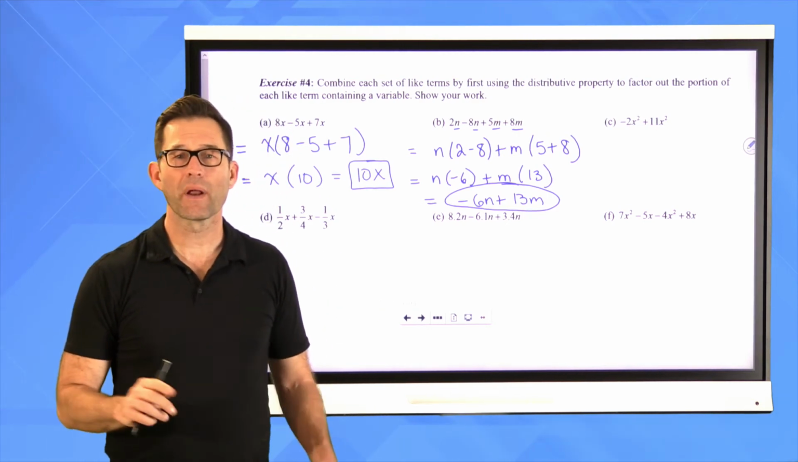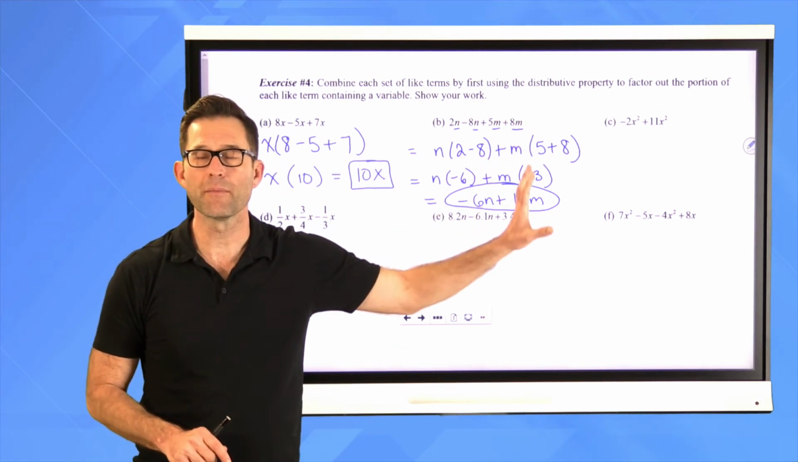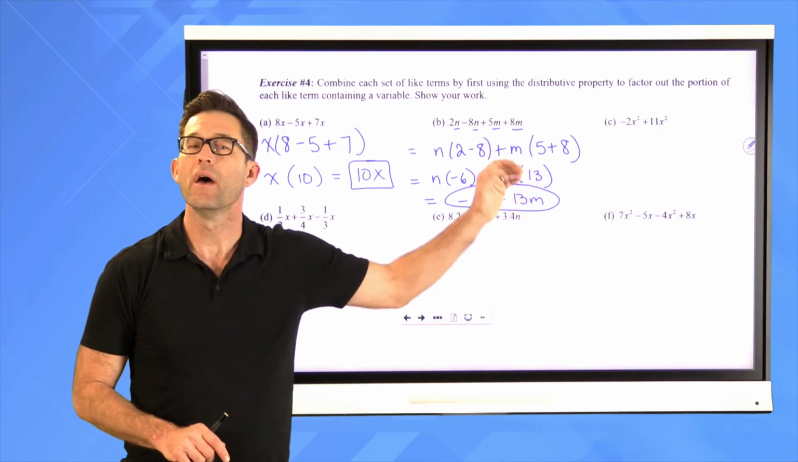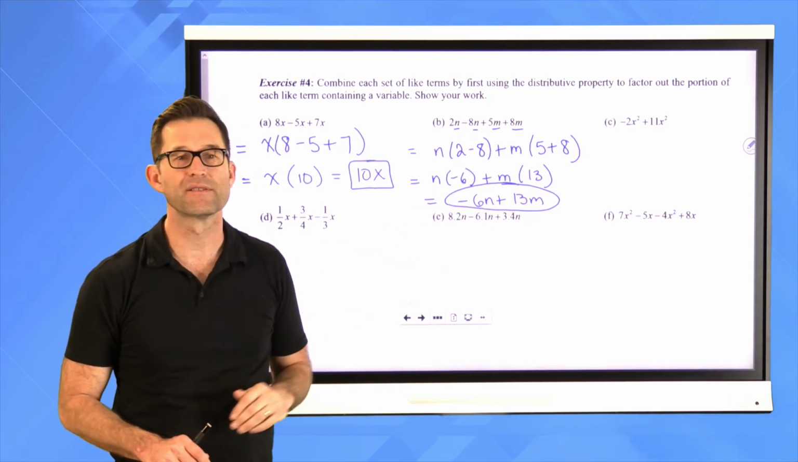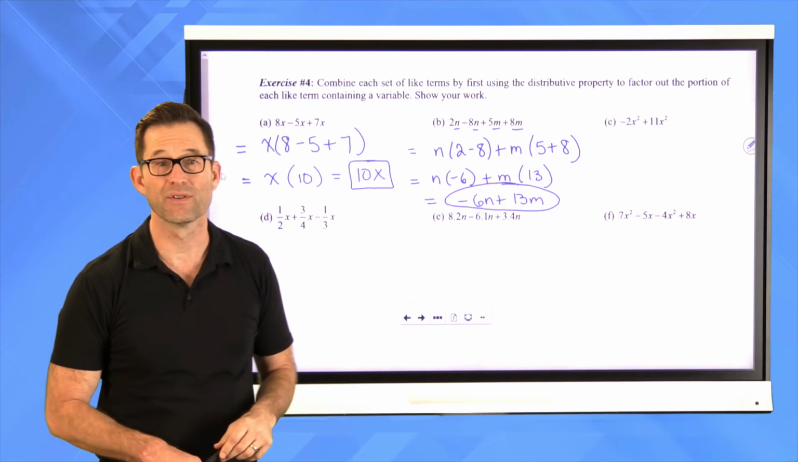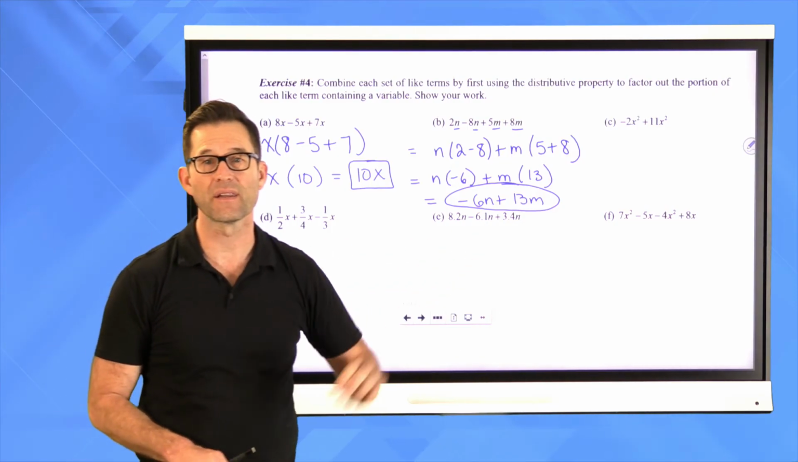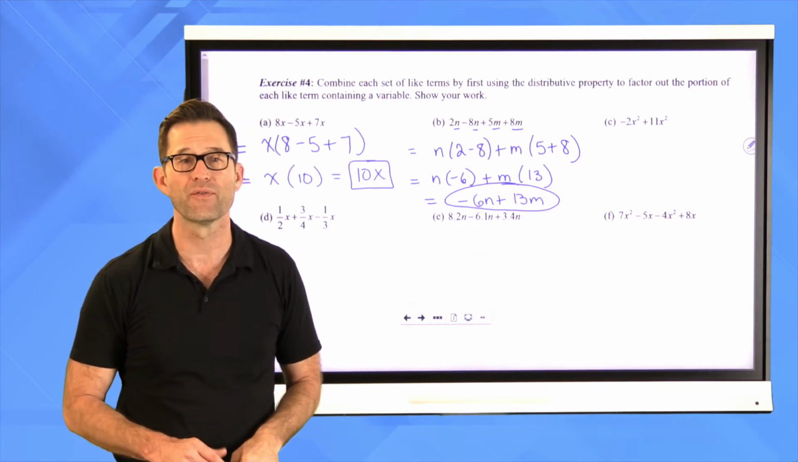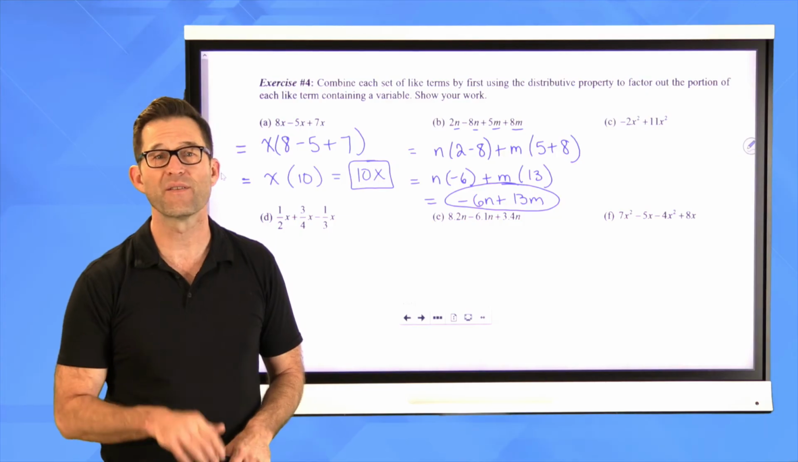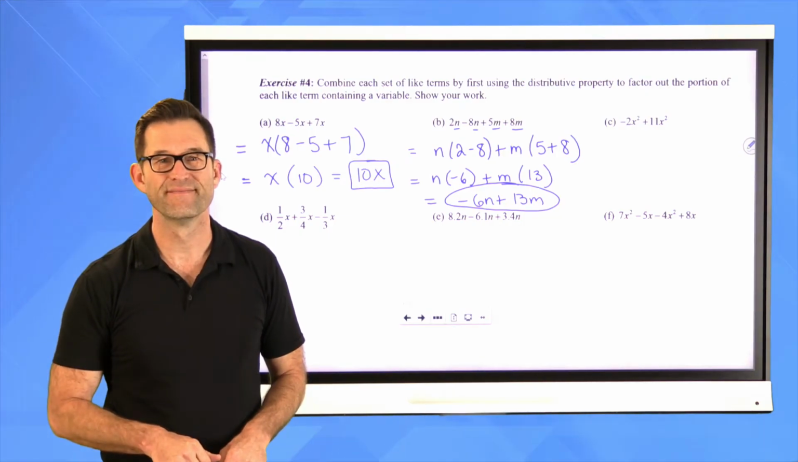Okay, so what I'd like you to do is play around with the rest of the problems in this exercise. I know this takes more time than simply adding and subtracting the coefficients, and in letter D and letter E you suddenly have some decimals and fractions involved, but I know you can do this. Pause the video now and take a shot at it.